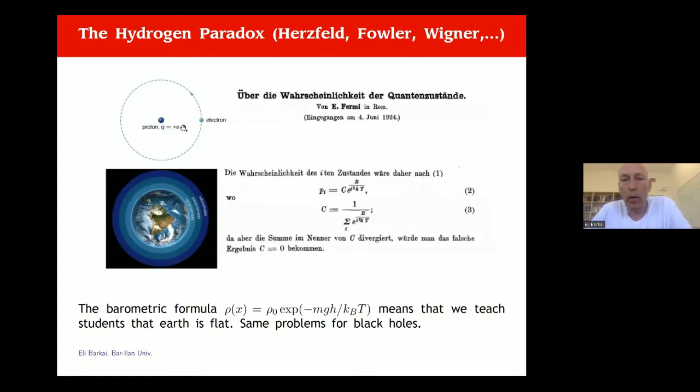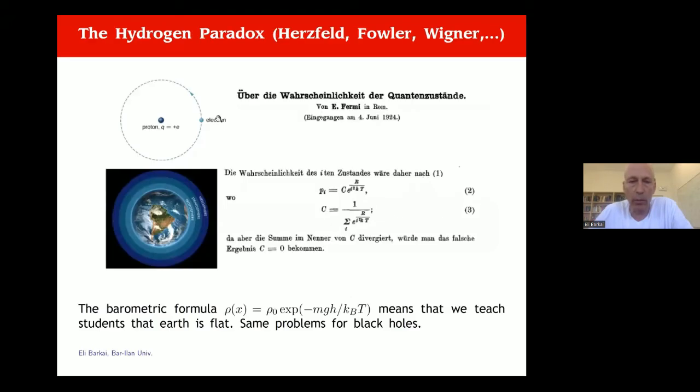This was, of course, the idea of Niels Bohr, but then in 1924, Fermi wrote a paper on this quantum theory, and he says this is of course correct, and of course the quantum theory is of course valid.